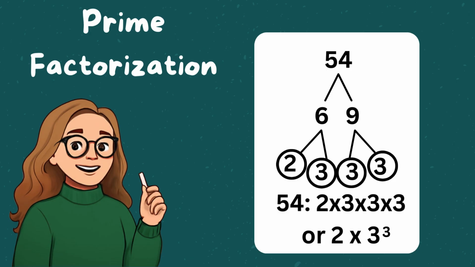But when we write them in order from smallest to largest, the prime factorization of 54 is 2 times 3 times 3 times 3. Now how many 3's is that? 3 of them. That's right. So 2 times 3 to the third power is another way to write the prime factorization of 54.